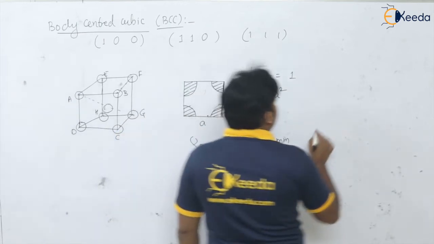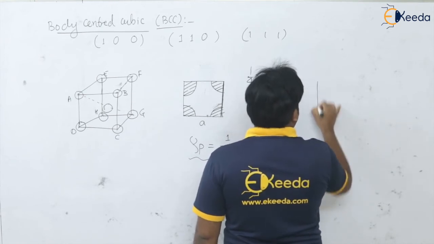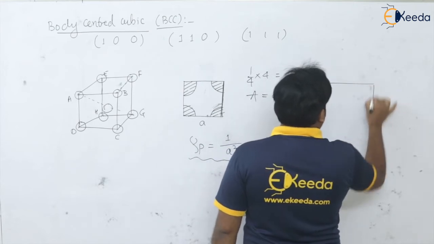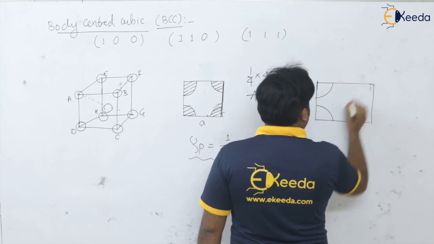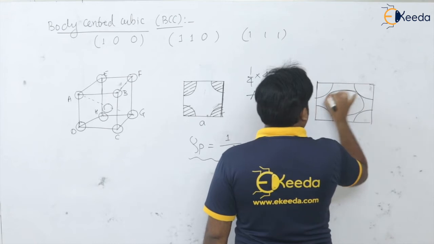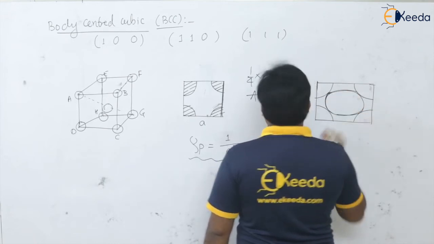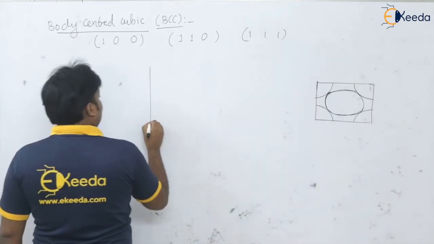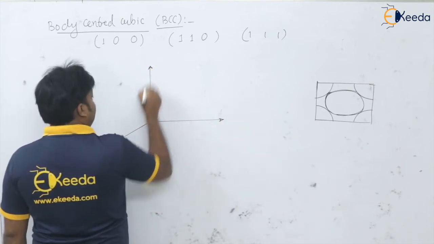How will this plane look for body centered cubic? So of course it will look like this, because here the center atom is going to come and it is touching all these 4 corner atoms, isn't it? So I will draw the diagram here, you can understand. Plane 110 I am going to draw for this BCC, body centered cubic.